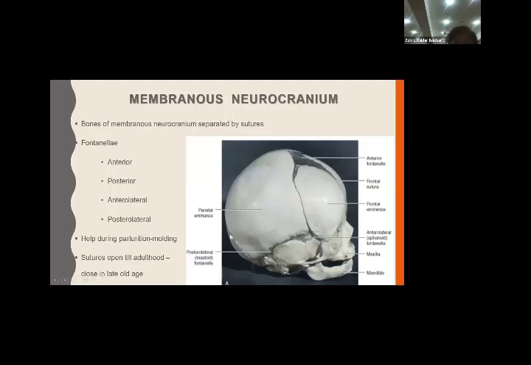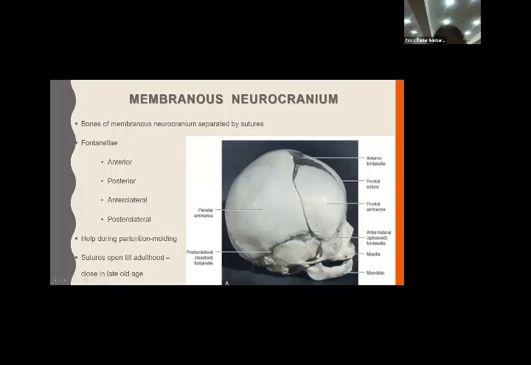The posterior fontanelle is over here, between the occipital bone and the posterior end of the parietal bone. So the parietal bone at the anterior end forms a boundary of the anterior fontanelle, and at the posterior end the parietal bones form a boundary of the posterior fontanelle. The posterior fontanelle closes earlier, within 6 months to 1 year. This is the most important.